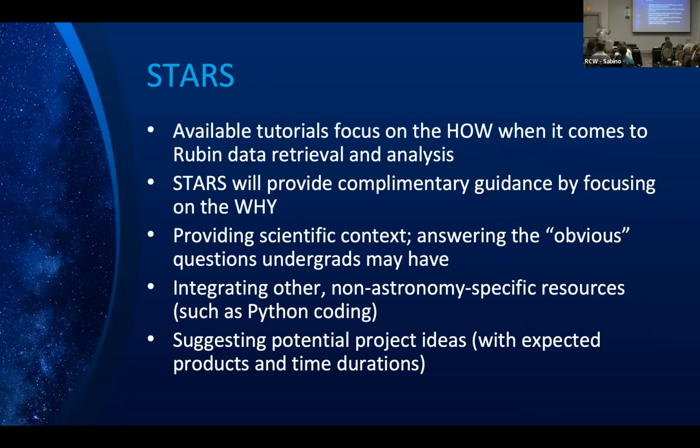So some of our goals that we are trying to push for in the STARS project: the available tutorials, the Jupyter Notebooks, as they are designed now, are very well designed, to instruct on the how of doing various types of data retrieval and analysis for Rubin. That's great. What we want to do is to provide some complementary guidance by focusing on the why. We want to provide scientific context for what all of these tasks are, and have a kind of curated guide that we can give to undergraduate researchers as to how and why they're doing the steps that they're doing. Kind of like a best practices kind of approach.